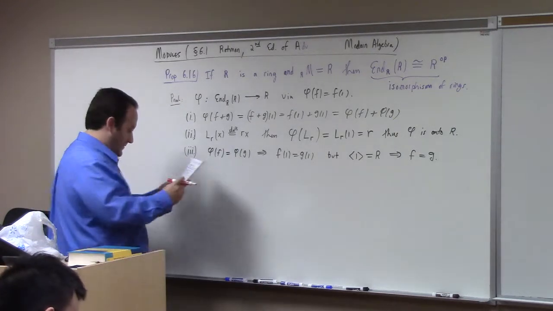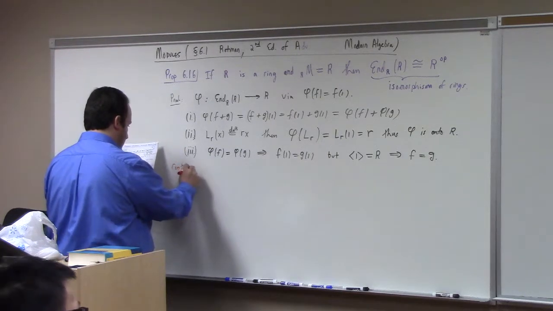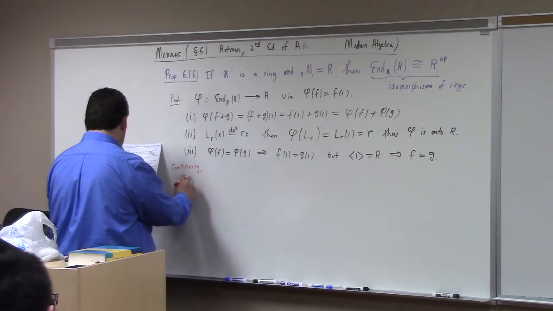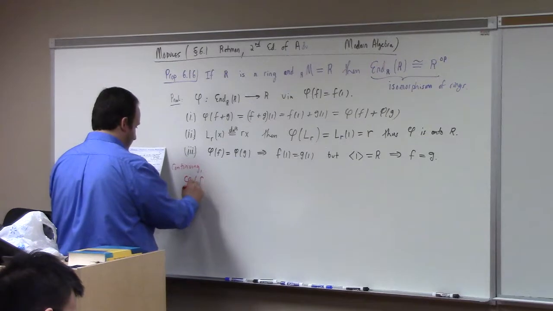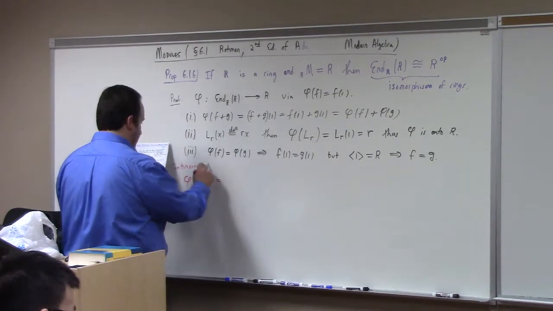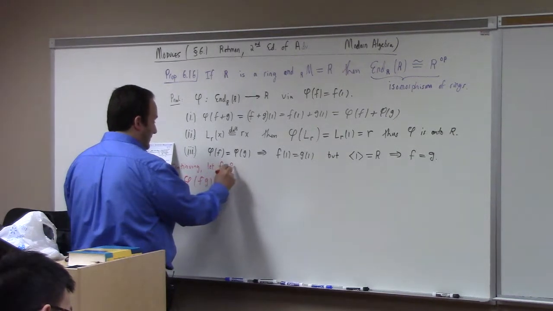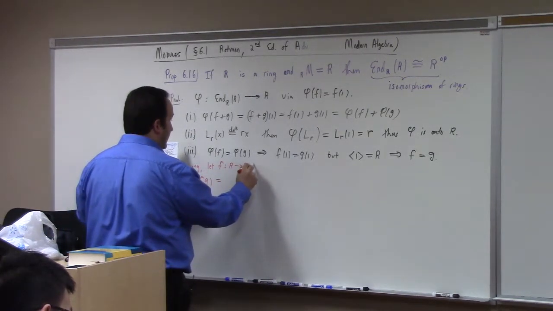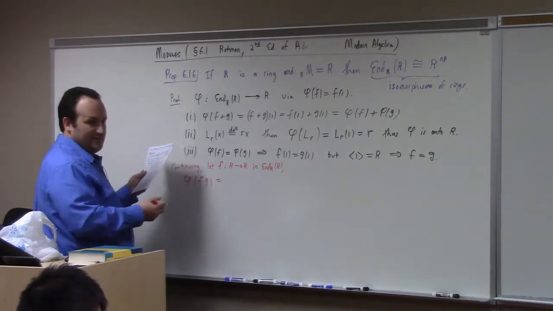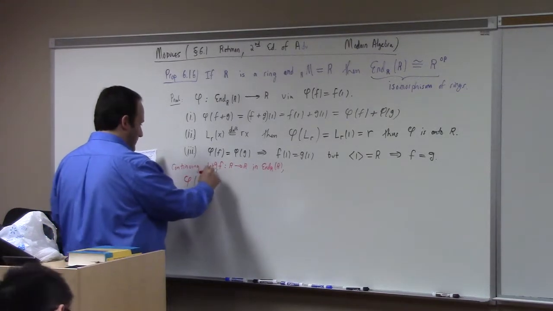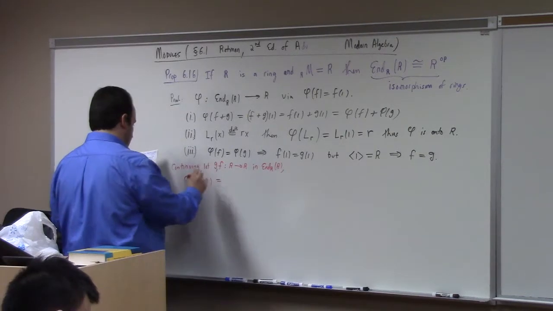Okay, so at this point, continuing, if we look at phi of fg, we're going to let f be a mapping from R to R, and also g, so let g and f be endomorphisms of R to R. Look at phi of fg.